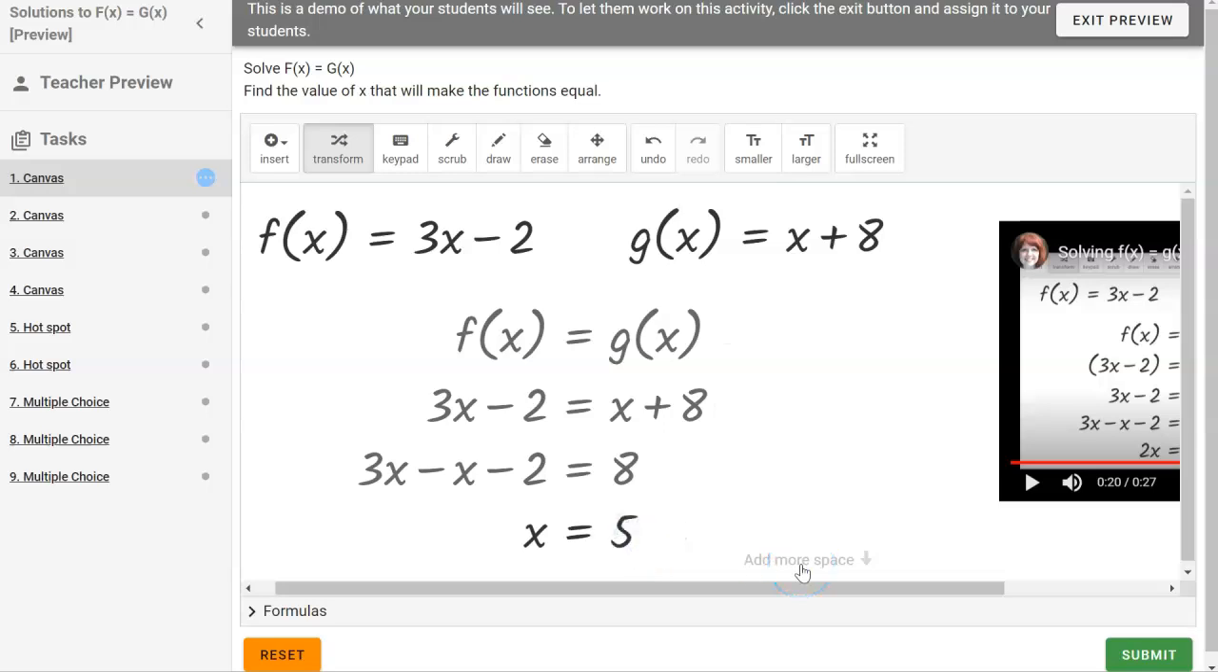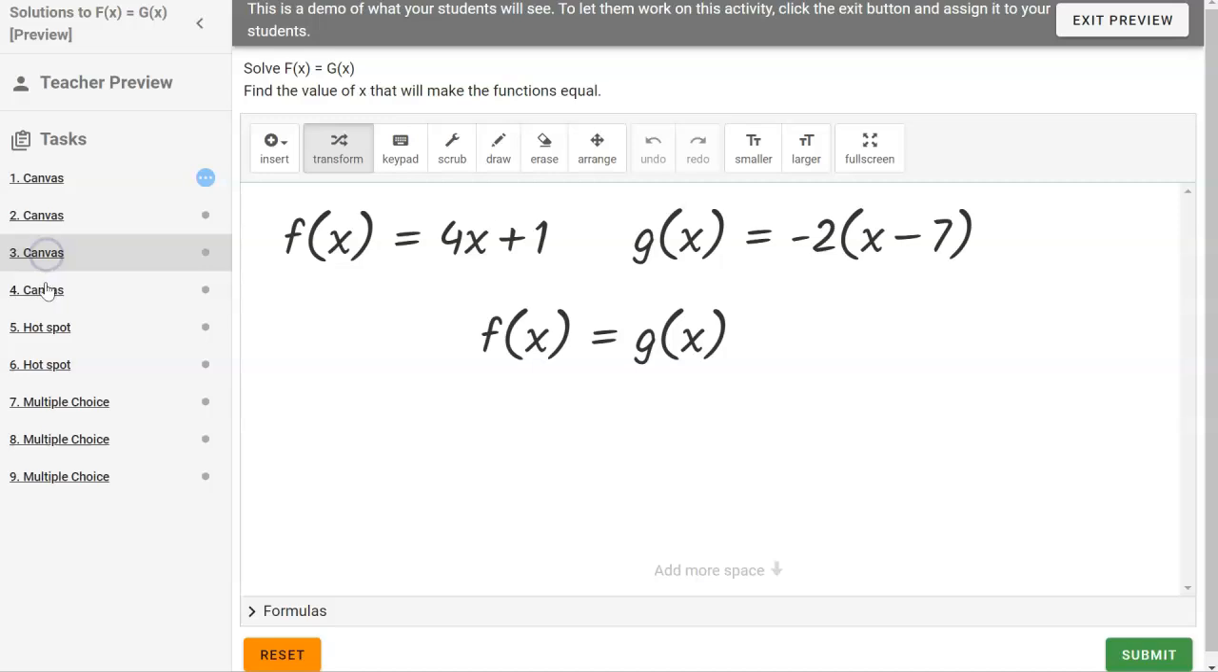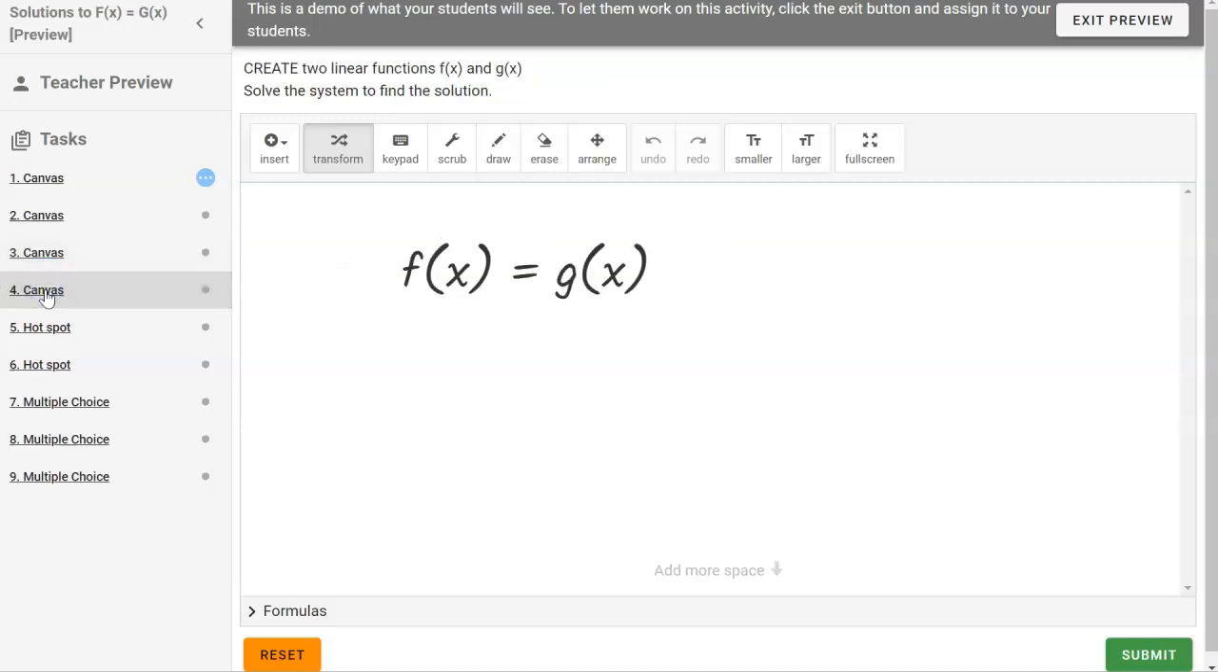So the value of x is the solution to f of x equals g of x. You notice we don't plug it back in and get the f of x out of it in this case. And so that's it. They would submit this and move on to the next one. So the Canvas has more of these, so they're just going to do 4 in a row where they're solving.